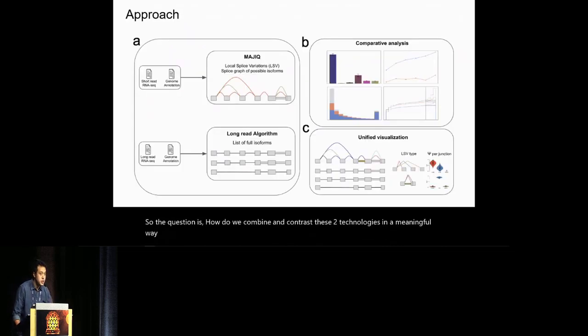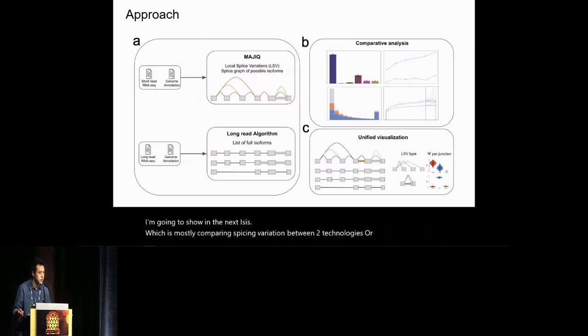So the approach is we feed short read sequencing and annotation into our RNA splicing tool MUJIC and detect and quantify local splicing variation. And we feed in the matched long read data and annotation to any long read algorithms. It could be Oxford nanopore, PacBio, or any of the list of algorithms that you use. And using those two outputs, we can do a lot of comparative analysis that I'm going to show in the next slides, which is mostly comparing splicing variation between two technologies, or coverage difference, bias difference, etc.